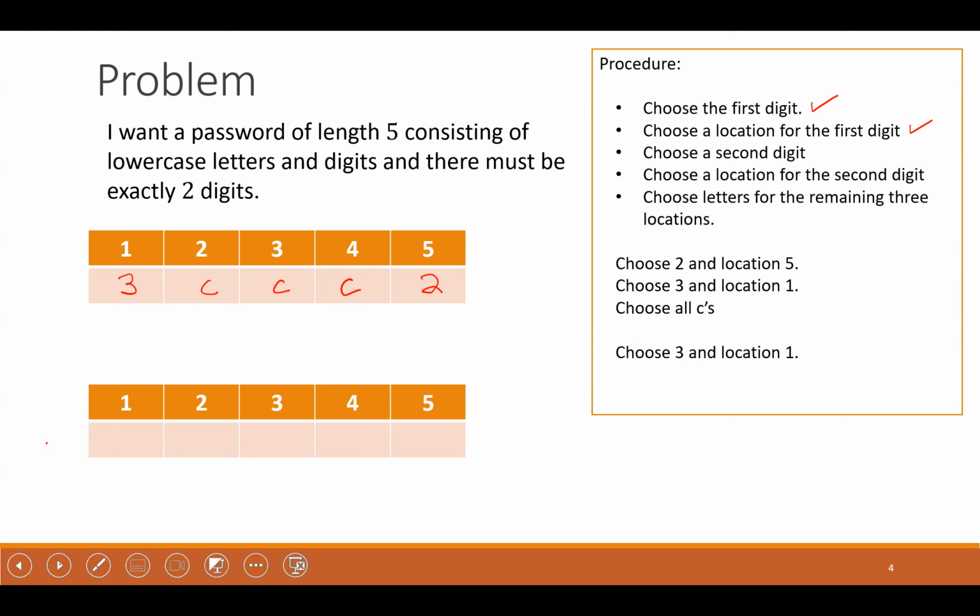But now I can, for my first digit, choose 3 and location 1. For my second digit, I can choose 2 and location 5. And then I choose all C's again. Now, technically, these are 2 different ways to do these tasks, but they generate the same password. Right, so if I count these using the product rule as I did before, I'm double counting a lot of strings. Basically, yeah, a lot of strings. All right, so that is the wrong way to do it.